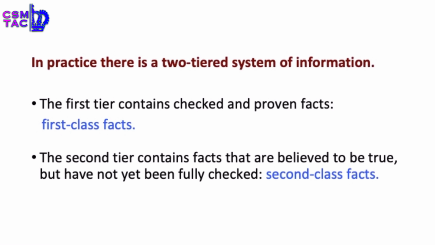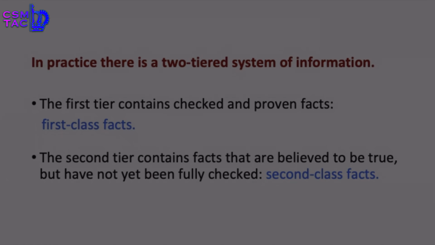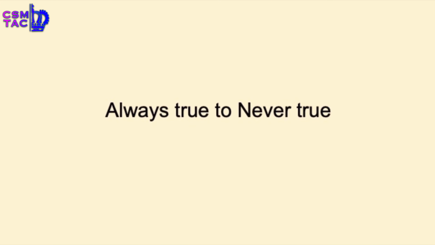In practice, there is a 2-tiered system of information. The first tier contains checked and proven facts, first-class facts. The second tier contains facts that are believed to be true, but have not yet been fully checked, second-class facts. There is a spectrum of likelihood ranging from always true to never true. In between, there are usable levels such as usually, sometimes, and occasional. Information of this sort can be put out under the white hat.